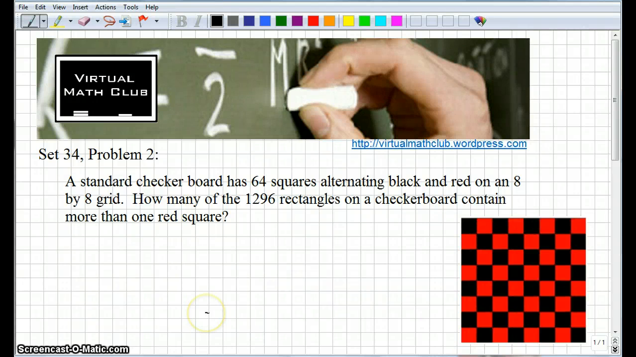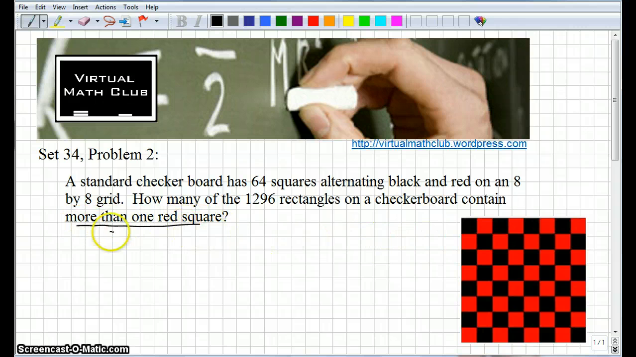Problem number 2. A standard checkerboard has 64 squares alternating black and red on an 8 by 8 grid. How many of the 1,296 rectangles on the checkerboard contain more than one red square? Alright, more than one red square, that's the question.